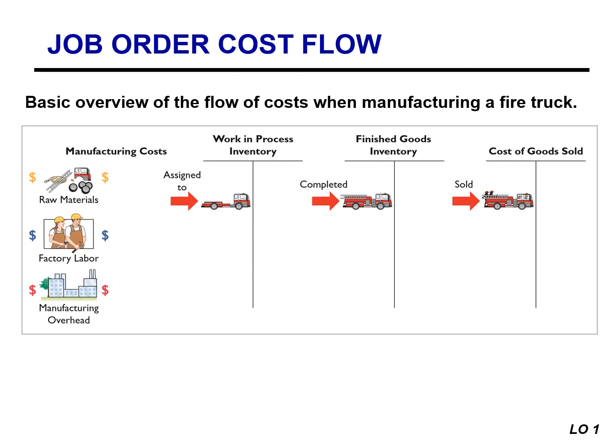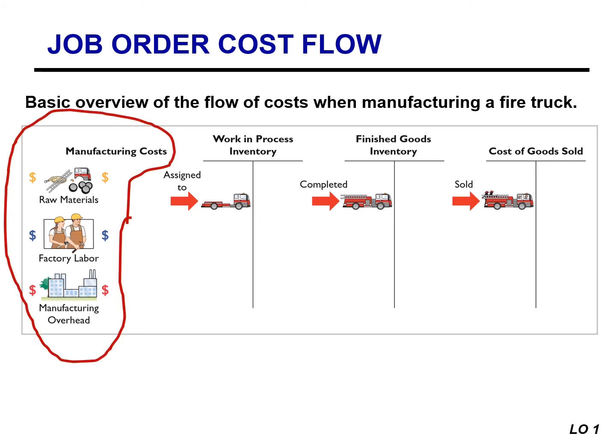There are two major steps in the flow of cost. The first is accumulating the manufacturing cost incurred, and then secondly, assigning the accumulated cost to the work done. The company accumulates manufacturing cost incurred by debits to raw materials inventory, factory labor, and manufacturing overhead. When the company incurs these costs, it does not attempt to associate the cost with specific jobs.